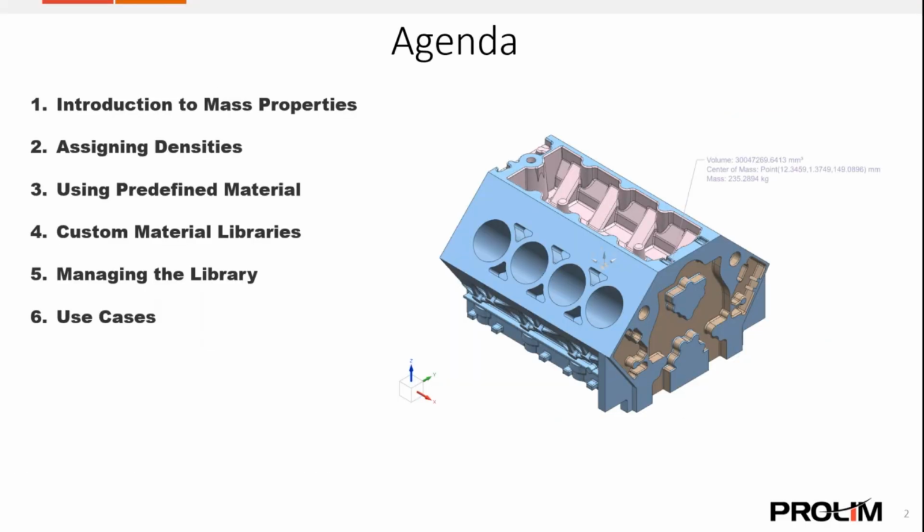So, just for the agenda, we'll be defining what mass properties are and why they matter in NX CAD. Then we'll move into how to assign densities in NX, both manually and automatically through materials. After that, we'll explore the built-in NX material library and how it simplifies design workflows. We'll learn how to create custom materials and save them for future reuse. Then we'll talk about how to manage those libraries effectively across users and teams, and I'll walk you through a real-world use case to highlight the value of these tools in production. And finally, we'll transition to a live demonstration where you can see these concepts applied in real time.